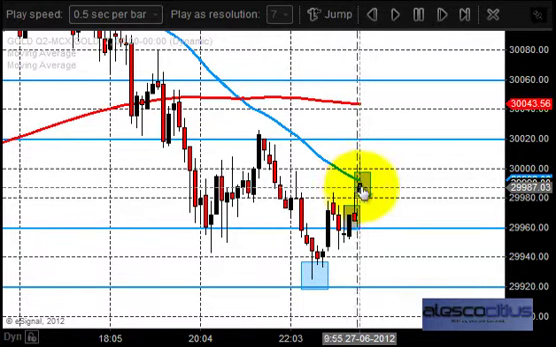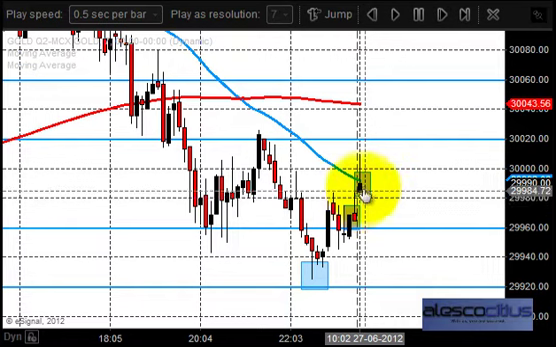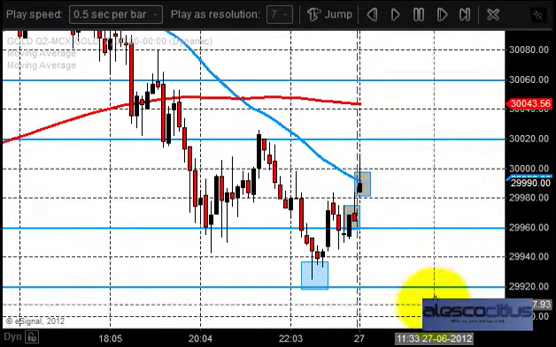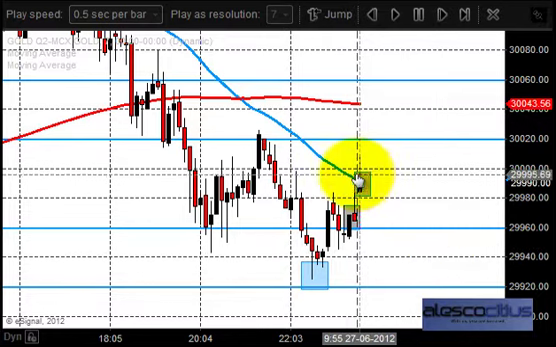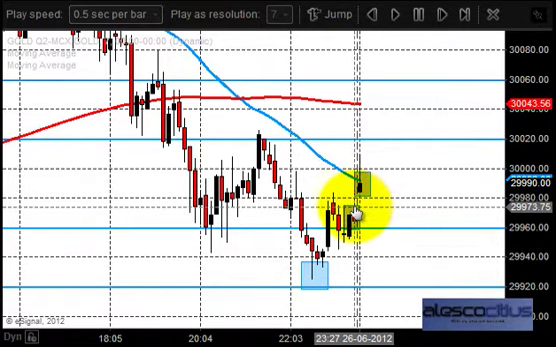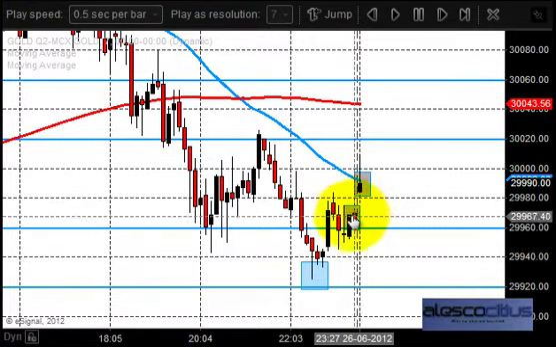29,980. So this is the zone where the market opened yesterday, and these two vertical dotted lines and the black color box indicate the price opening and closing for the respective days. You can see that yesterday's price closing is just above the previous day's. Yesterday's price opening is just above the previous day's price closing.